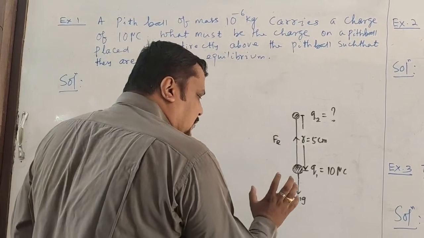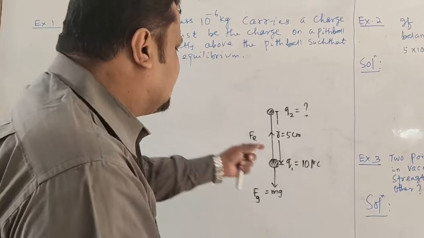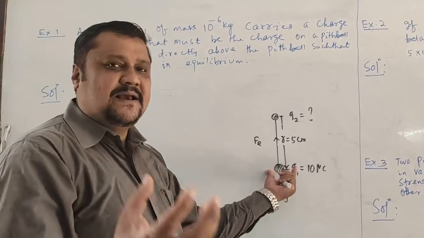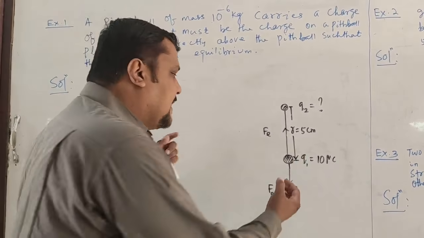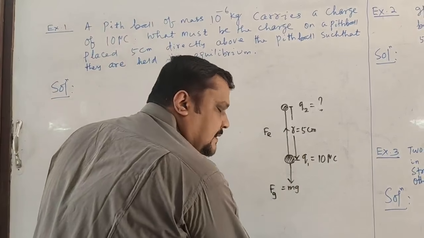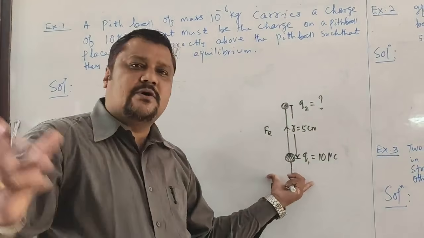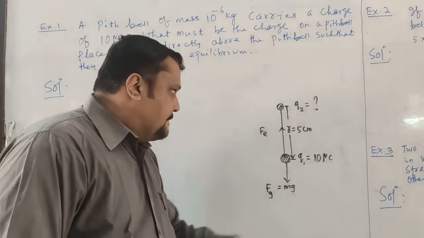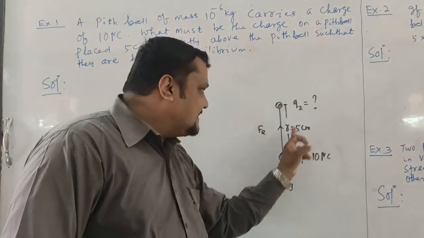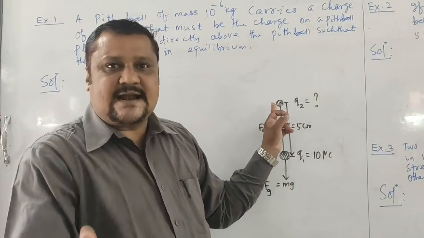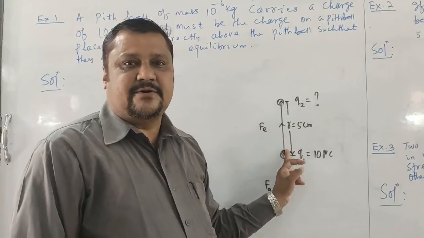So in this we have to relate two things. What are the two things? Suppose you take a pith ball, the first one is Q1, and it has a mass. Because of the mass, there is a gravitational force acting on it, and due to gravity the pith ball Q1 will come down with a force mg. But because another pith ball has some charge, there is an electrostatic force of interaction between the charged bodies.